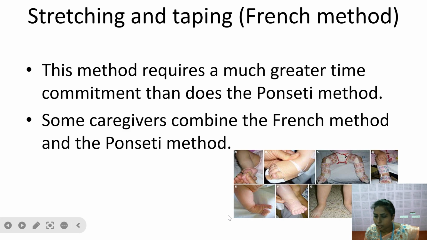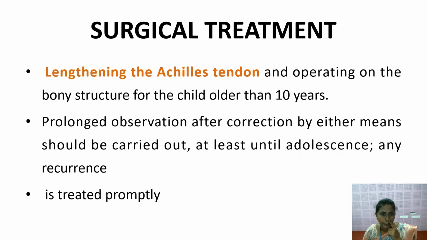So after correction, what happens? It will take some time to reach the normal alignment. Then the baby will achieve a normal alignment of their feet. So this is the French method. These are the two main methods we use in Congenital Talipes Equinovarus, and the main splint is the Dennis-Browne splint. Next, even after doing this non-surgical management, sometimes we have to undergo the surgical treatment also.